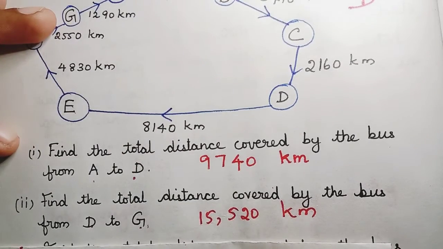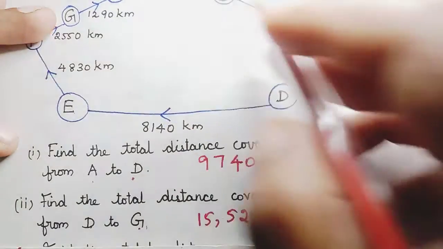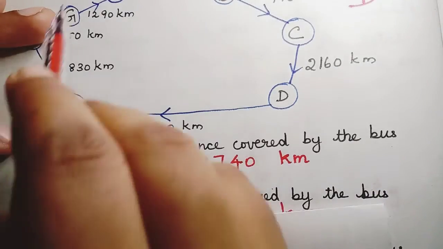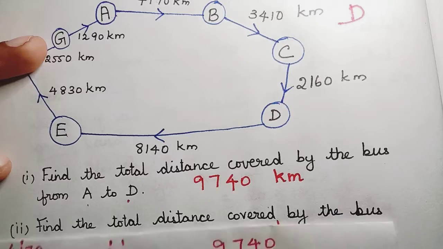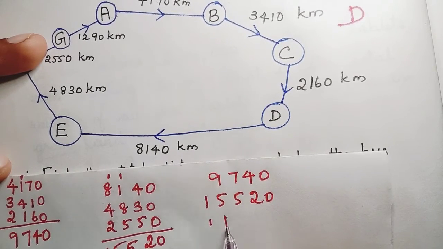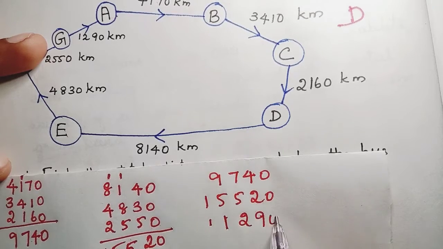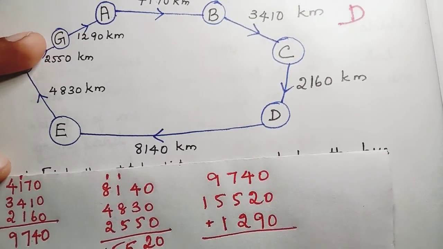So we can write it directly itself. Okay, 9740, 15520. So up to G you have the distance here, and you have to add this distance also, 1290. Okay, so when you add all this, you will get the answer.